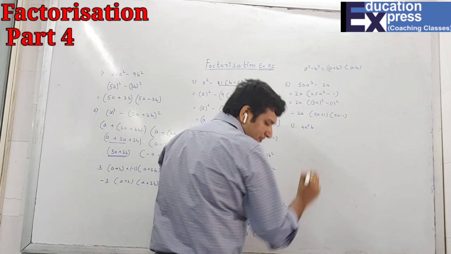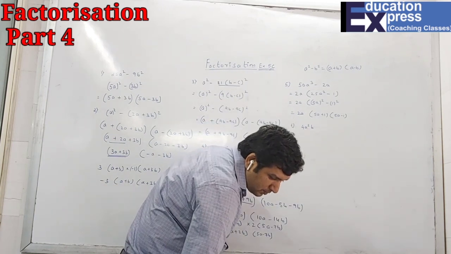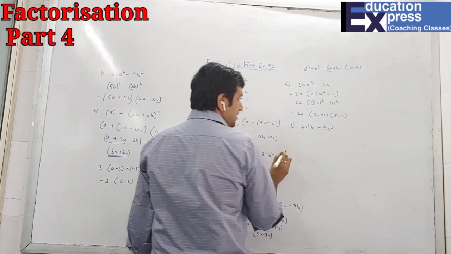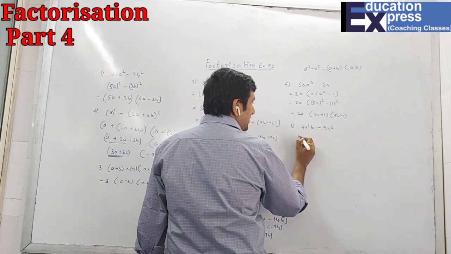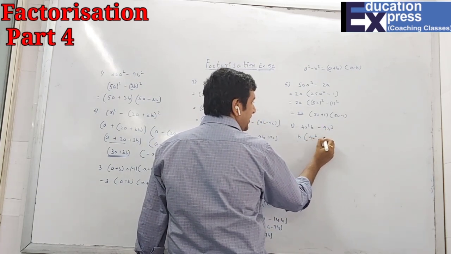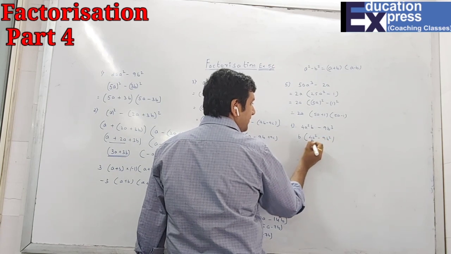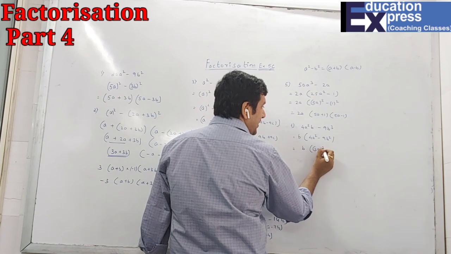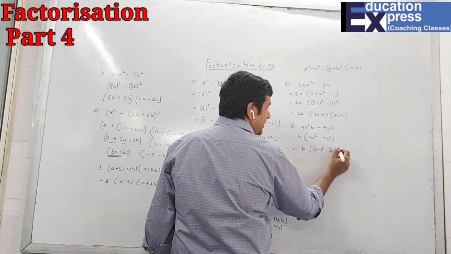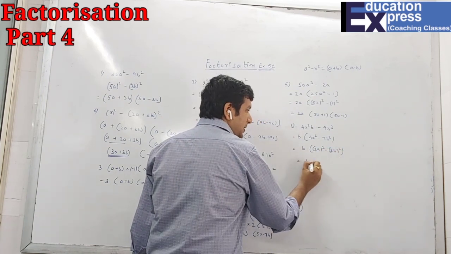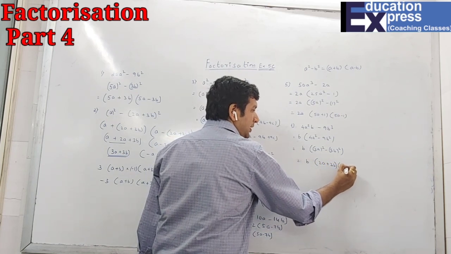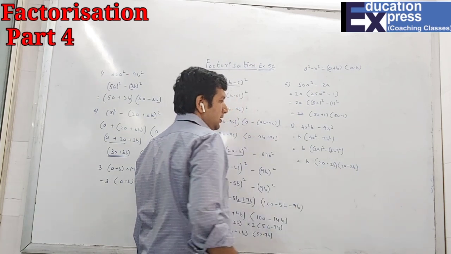4a²b minus 9b³. So now here again b is common. What is left is 4a² minus 9b². So this is (2a)² minus (3b)². So b(2a + 3b)(2a − 3b).